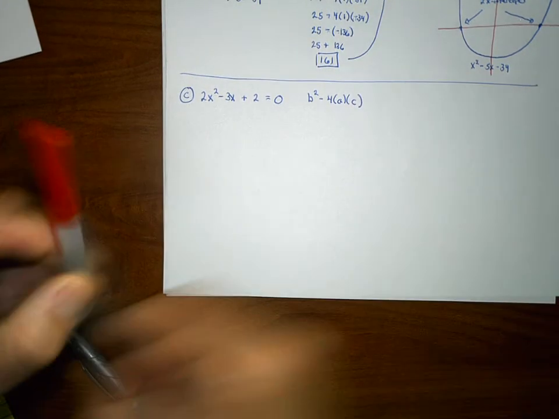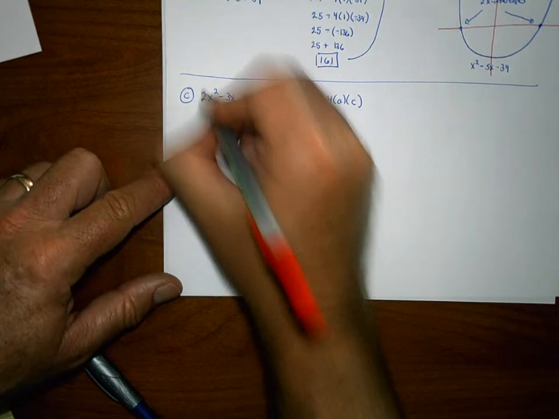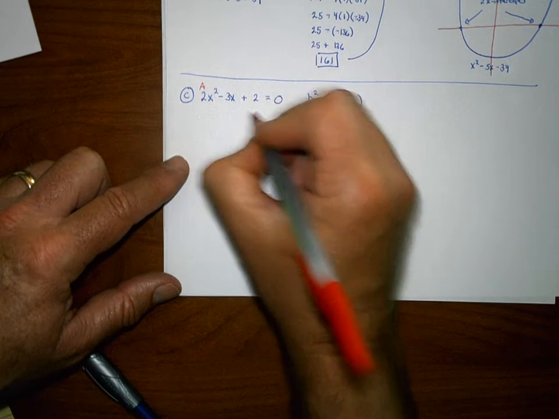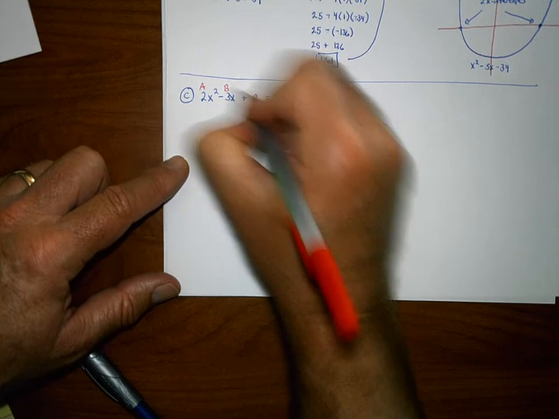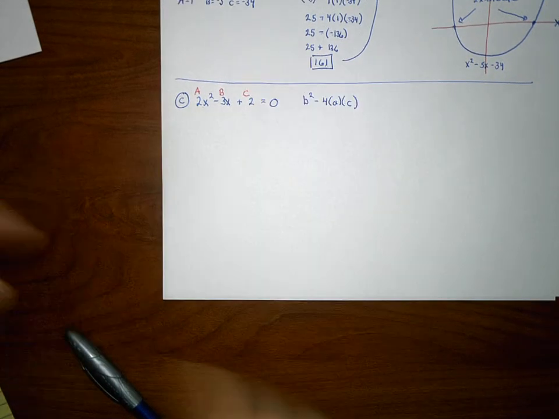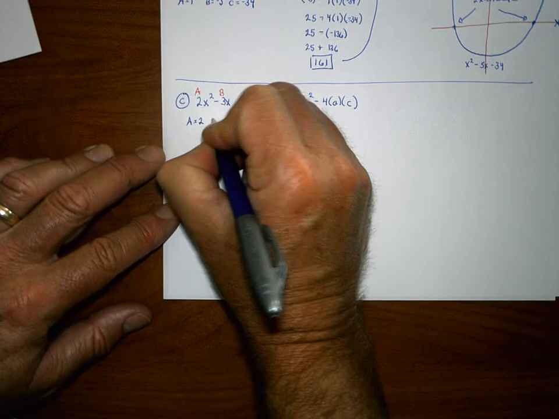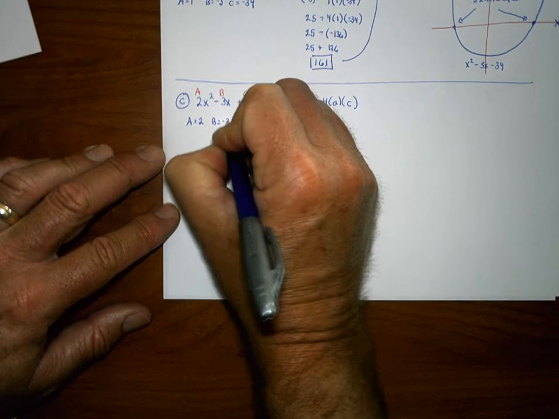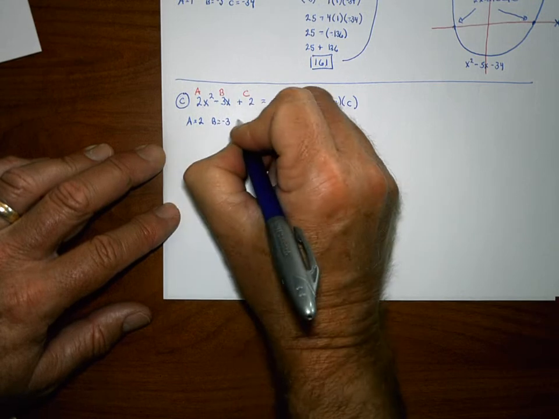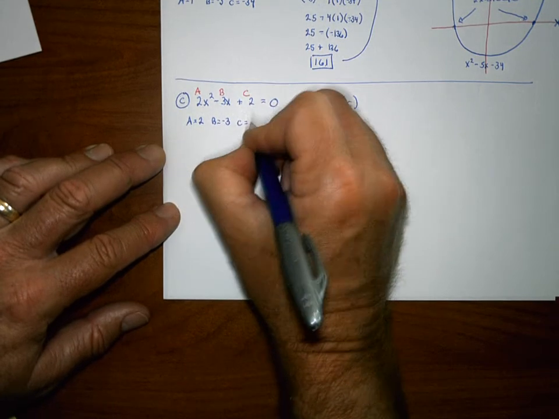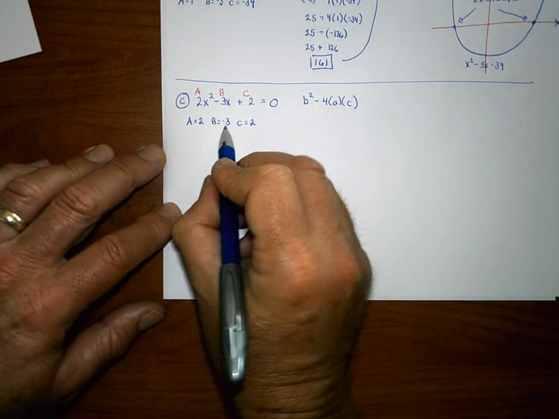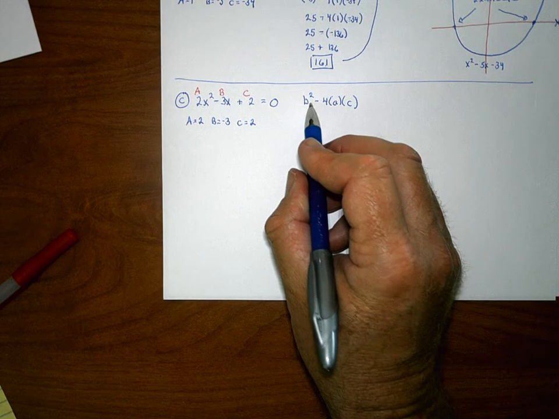We're going to go over to my equation. There's my value of a, there's my value of b, there's my value of c. So a is equal to 2. My b value is negative 3 because it's a minus 3, so negative 3. And my c value is plus 2, so I put a 2. I'm going to substitute those values into my formula, which is the discriminant.